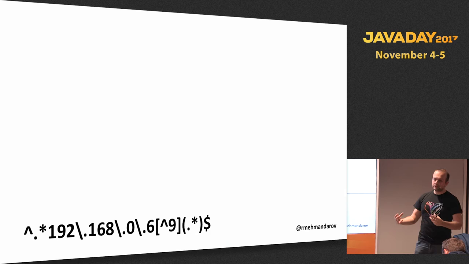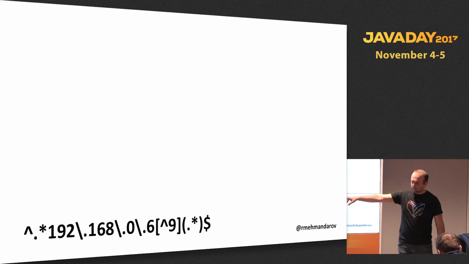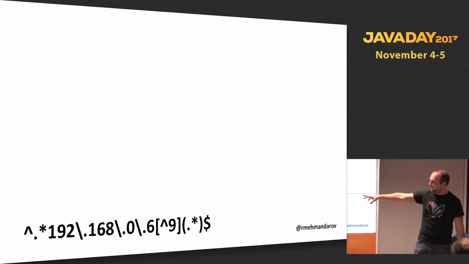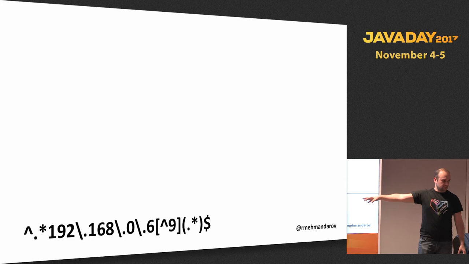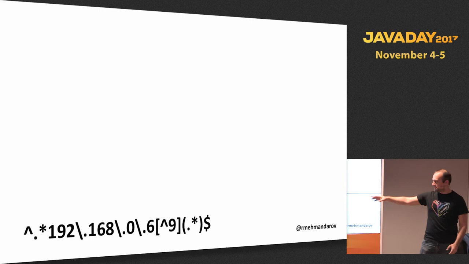So basically we're saying the hat says it's the start of the line, and the dollar says it should be the end of the line, and then you have 192, a dot, and the dot is backslashed because dot means something else in regular expressions, right? Otherwise it would mean any character. We don't want to do that. We backslash it. And there will be 168 and so on, and then you get to dot 6.